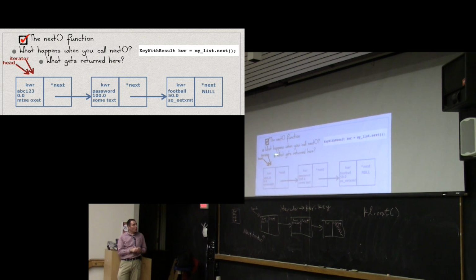When you call next, if you say mylist.next, here's what's going on. You've got the head pointing here. This is the first one. The iterator is pointing right here. How do we, or what do we return when we say next here? Any ideas? What actual KWR stuff gets returned when I say next right here? Ideas? What do you think?